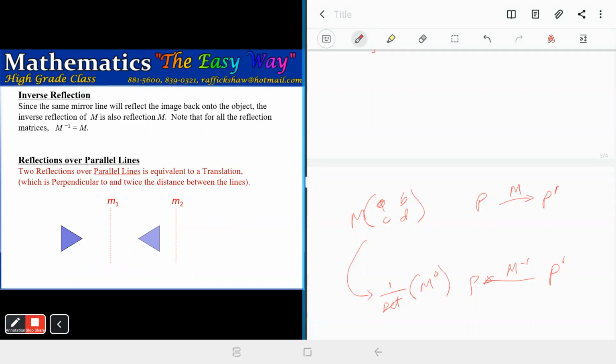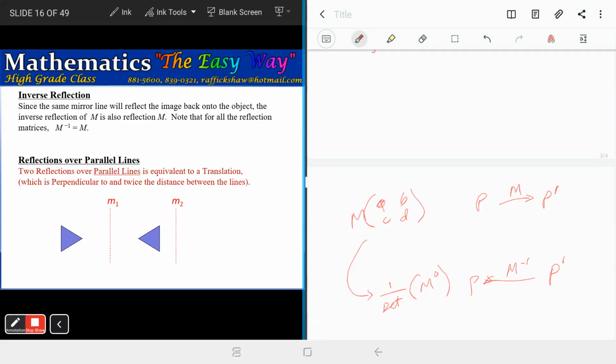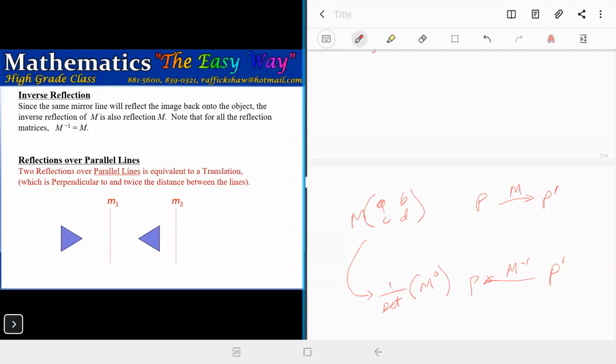When I do the first reflection over M1, I'm getting that. And then I'm going to reflect this triangle now over this second mirror line. So I get two successive reflections. I'm going to do a second reflection like that, and I'm going to get that.